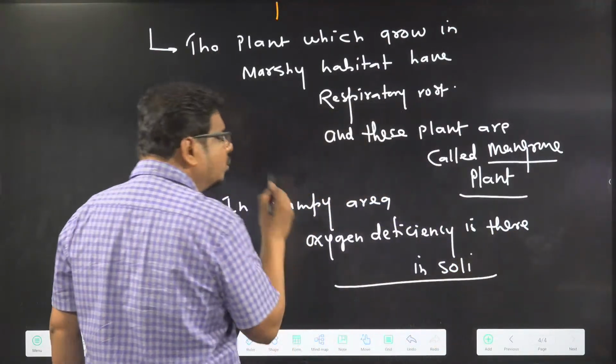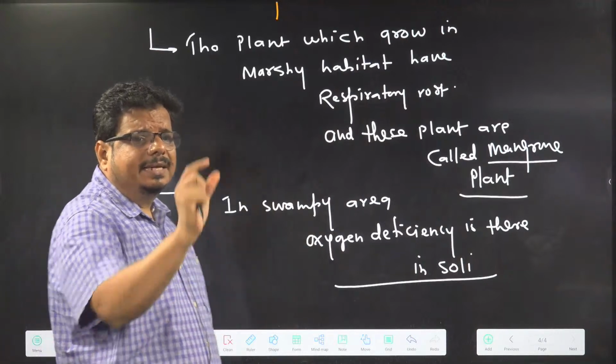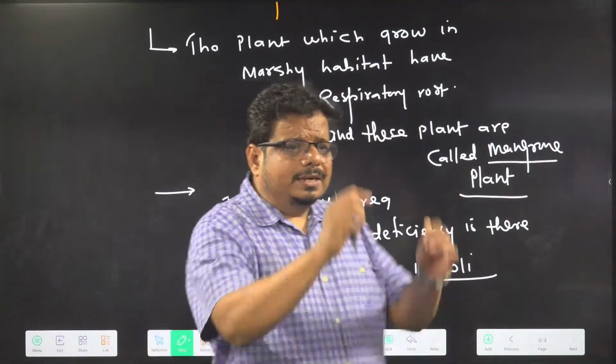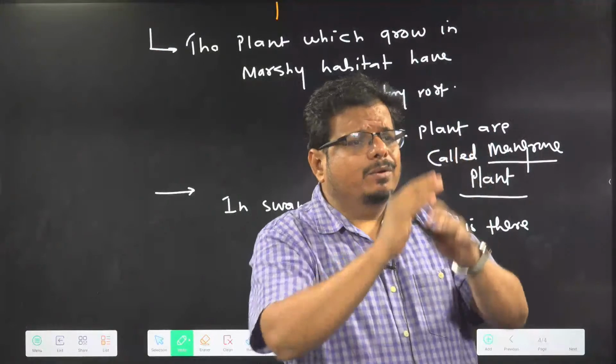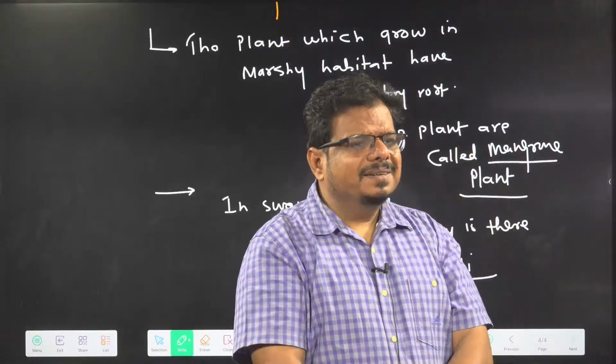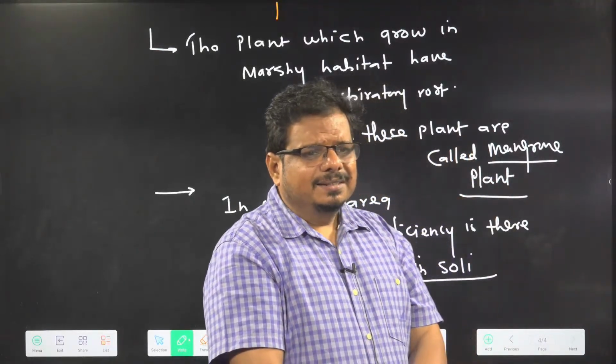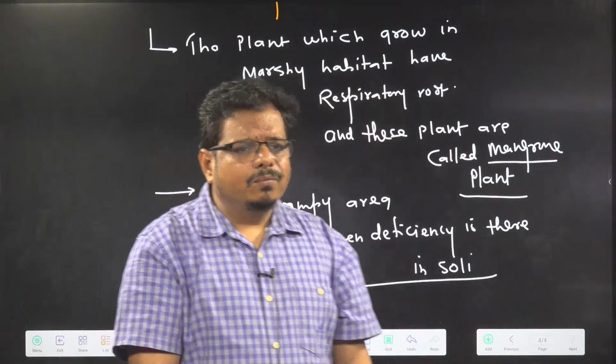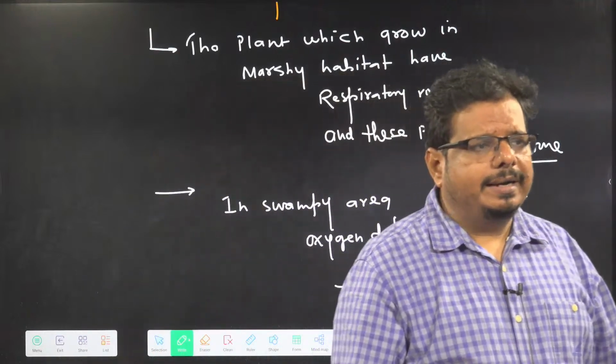And if it is a coastal swampy area, the water is also saline. So these are the plants that also grow in saline water, halophiles. Getting the idea? These are the plants.